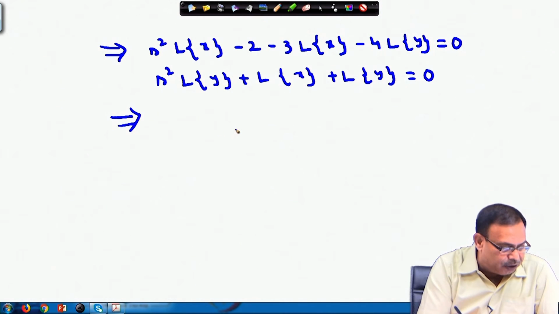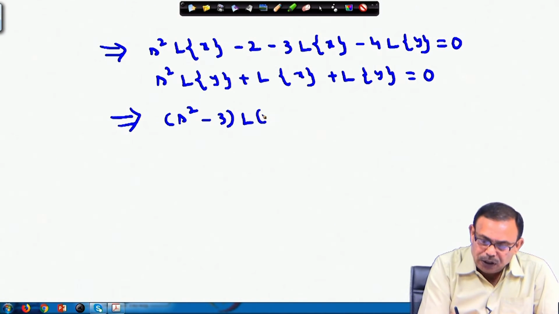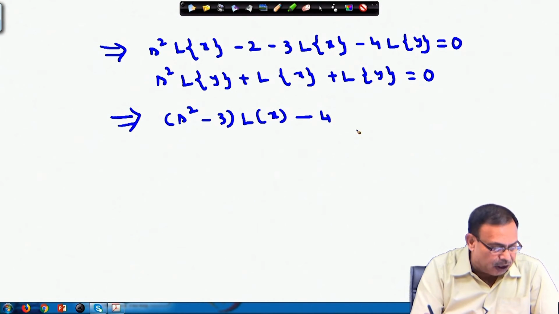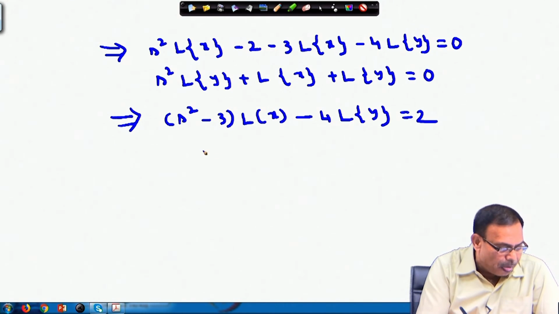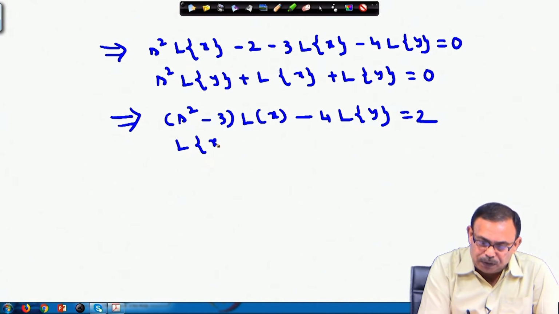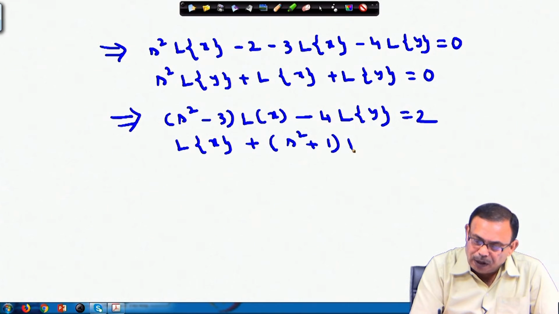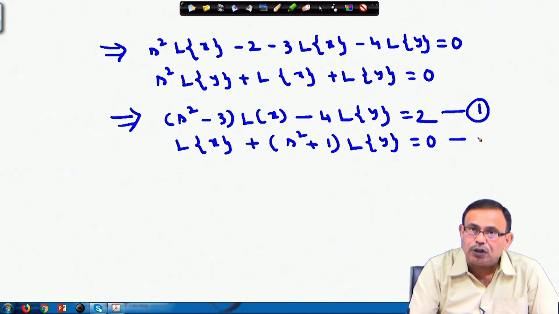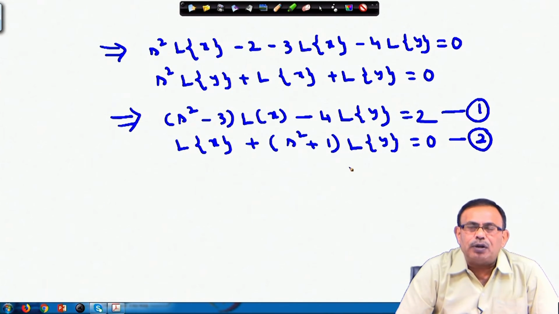So, if I simplify these two equations, I will obtain s square minus 3 into Laplace transform of x plus minus 4 into Laplace transform of y, this is equals 2, as the 2 will go on this side. And for this one, Laplace transform of x plus s square plus 1 into Laplace transform of y, this is equals 0. So, I can tell this is equation 1, this is equation 2, and which has two variables, one is Laplace transform of x, another one is Laplace transform of y.